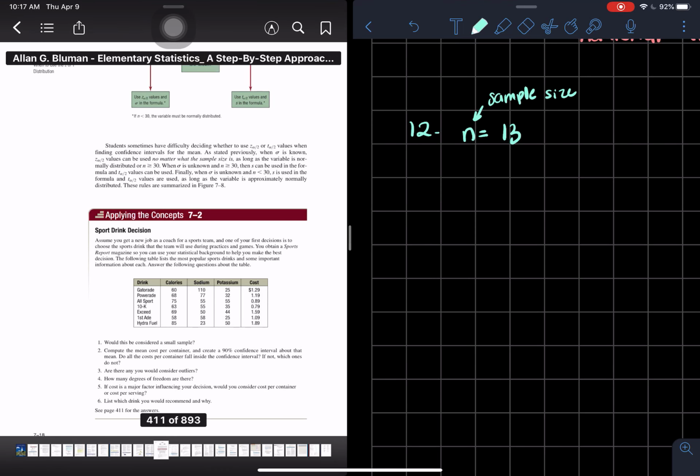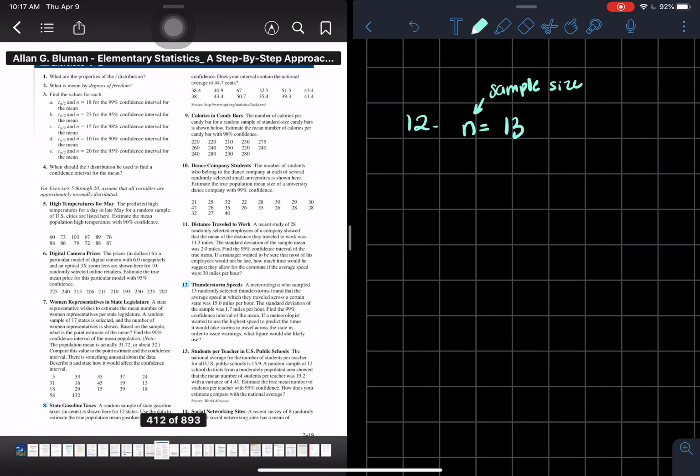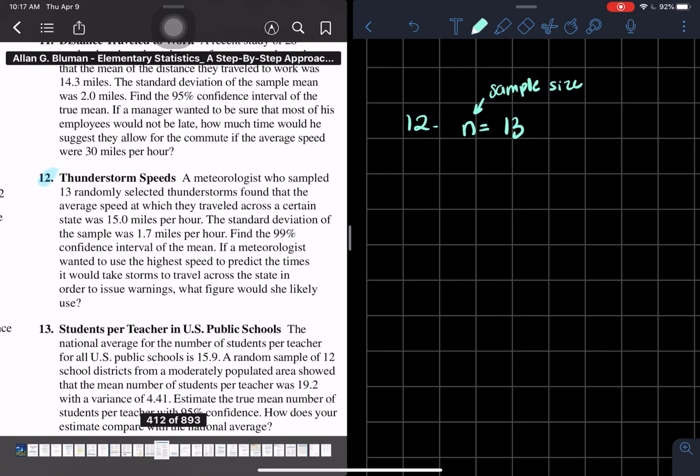Okay, so now I'm going to solve number 12. It says a meteorologist who sampled 13 randomly selected thunderstorms. Let's find the degrees of freedom right away so that we don't forget them. When I have my n, the degrees of freedom are always n minus 1. So it's 13 minus 1, which is 12. This is the easy way to remember what degrees of freedom are: it's always your n, take away 1.